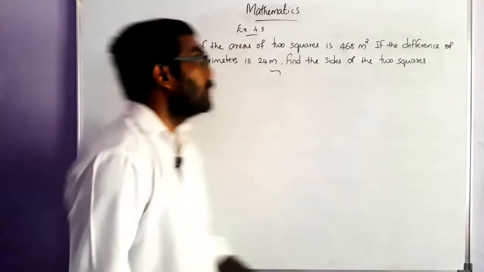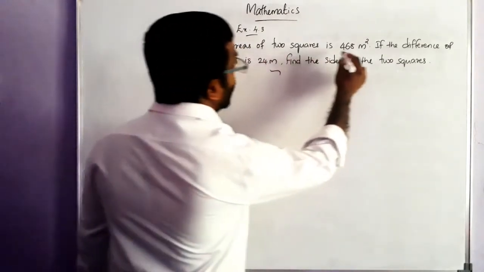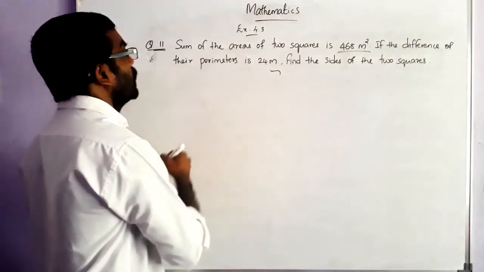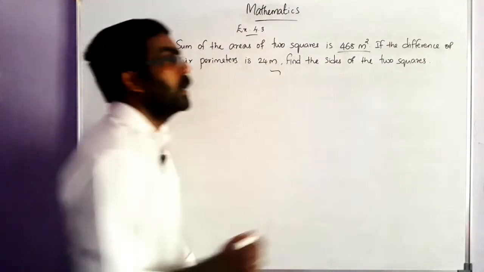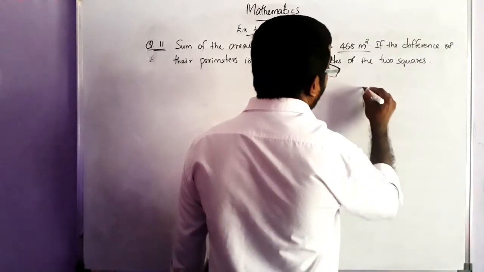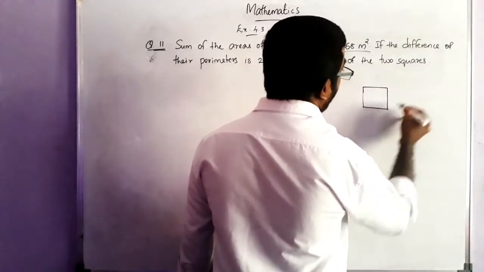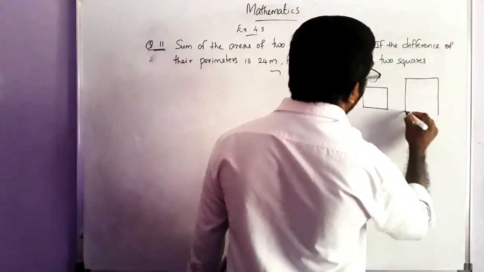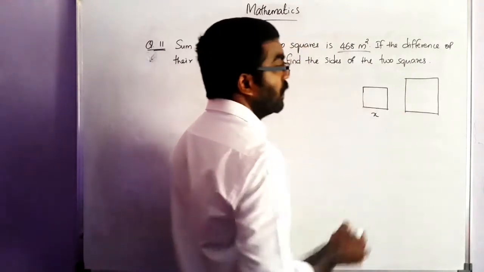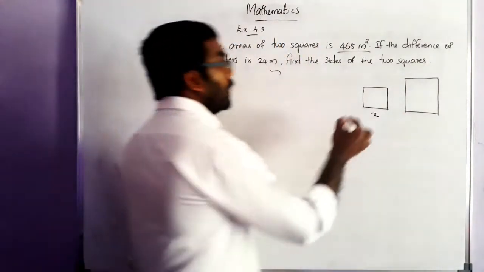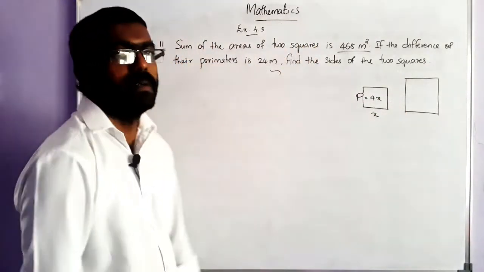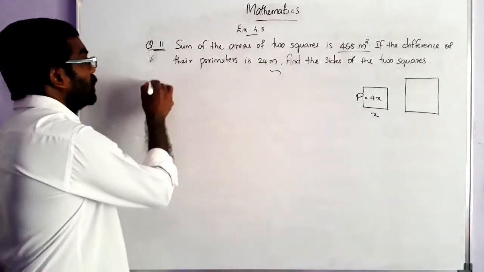Now we move on to the next question. Sum of the areas of two squares is 468 meter square. If the difference between their perimeters is 24 meter, find the side of the two squares. So let us consider two squares. One is a small square and the other one is a large square. So let the side of the small square be x. So what about the perimeter of this smaller square? It will be 4x. Perimeter is equal to 4 into side. So 4x. Clear?